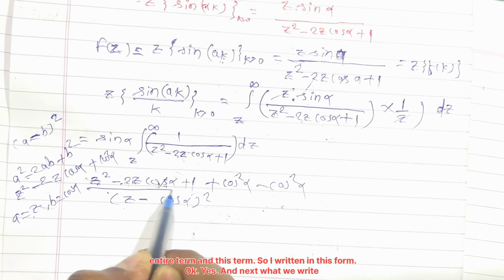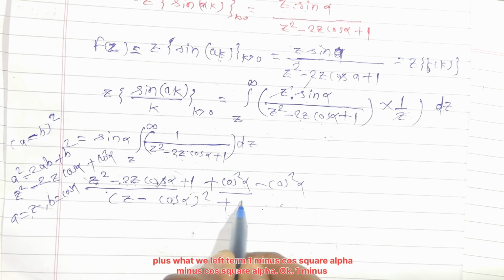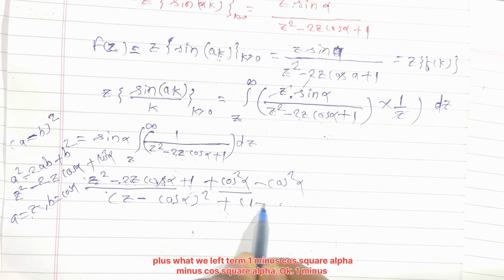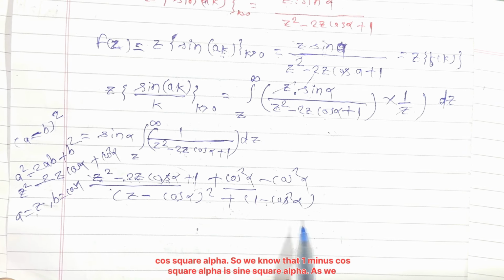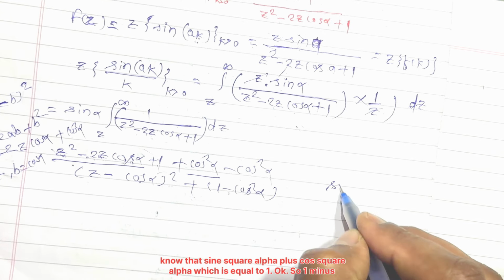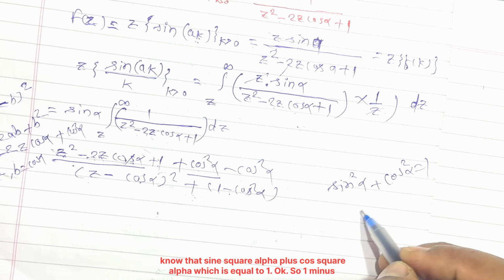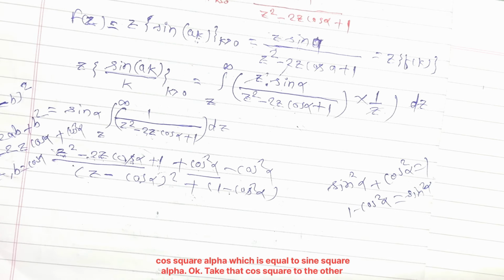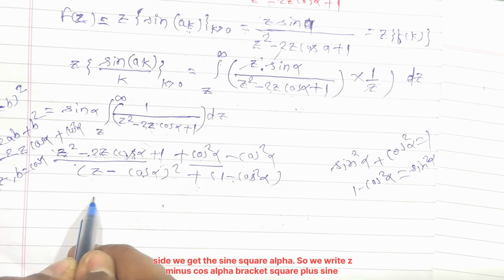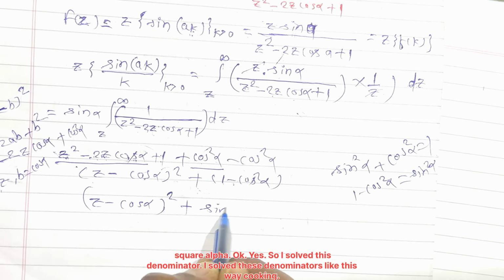Okay, now see that this entire term and this term, I have written in this form. And next we write plus the left term, 1 minus cos square alpha. So we know that 1 minus cos square alpha is sin square alpha, as we know that sin square alpha plus cos square alpha is equal to 1. Take that cos square to the other side, we get sin square alpha. So we write z minus cos alpha bracket square plus sin square alpha.